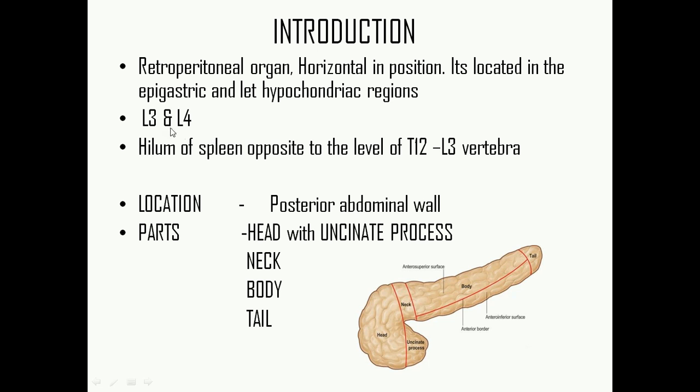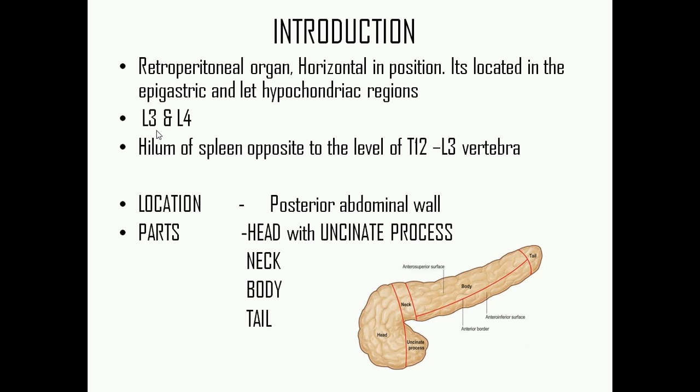It is located at the level of L3 and L4. The hilum of the spleen is directed towards the tail of the pancreas, and the extent of the tail goes up to between T12 and L3. This shows that the pancreas is not a horizontally placed organ but is tilted backwards towards the spleen.